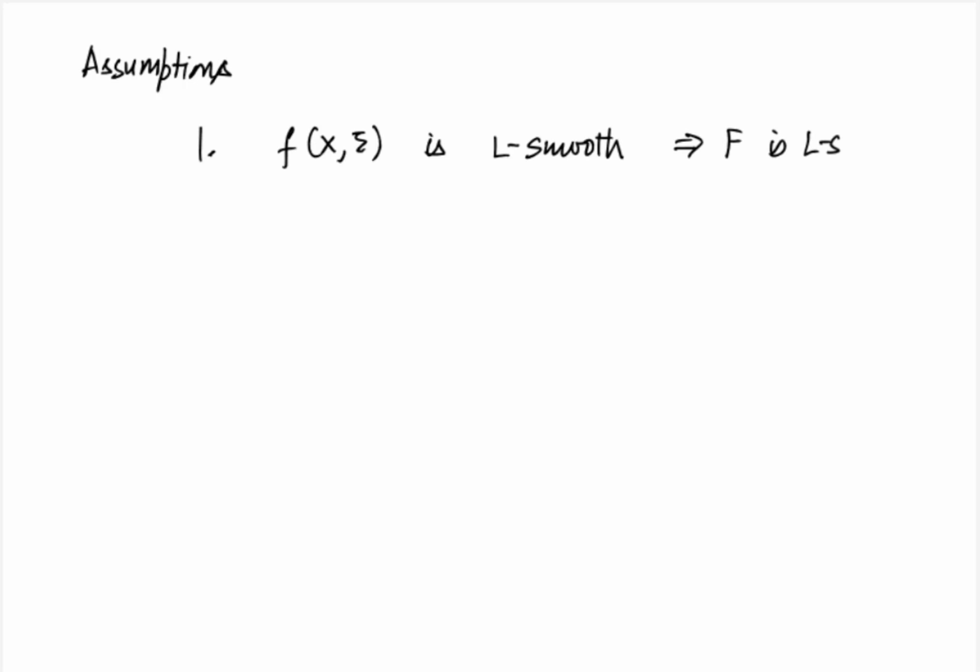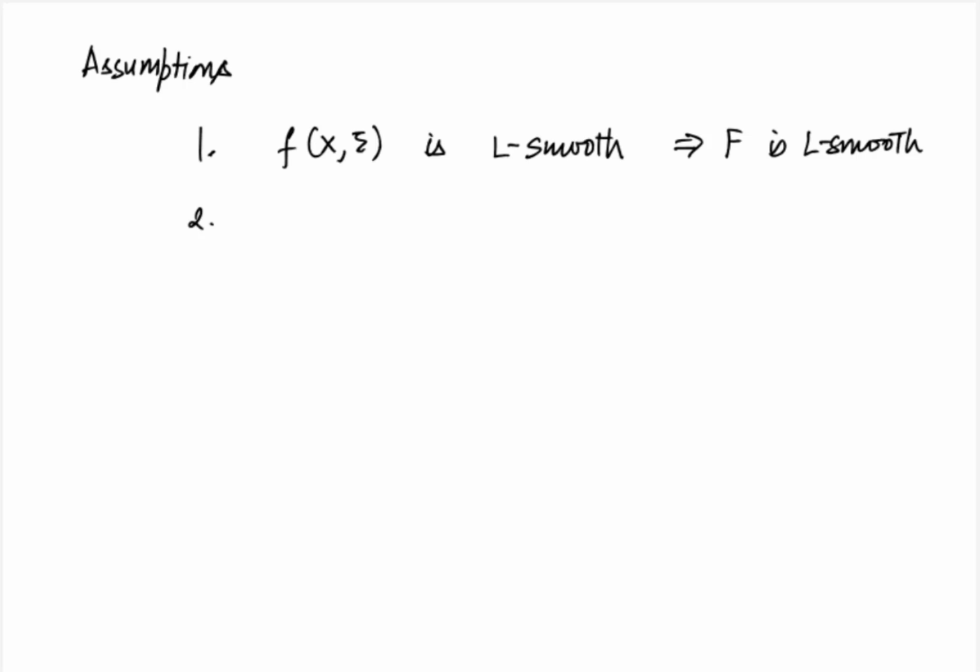So let us look at the assumptions. In this case, we need a stronger smoothness assumption. Specifically, instead of requiring capital F to be smooth, we now require that f of x comma xi is L-smooth with respect to x. This assumption obviously implies that capital F is also L-smooth, but is stronger. So the converse is not necessarily true if we allow n tending to infinity.